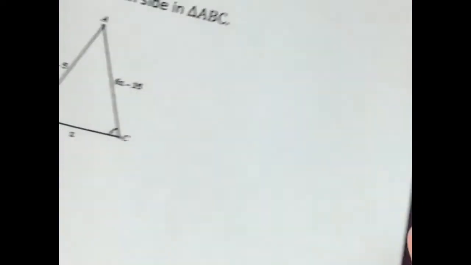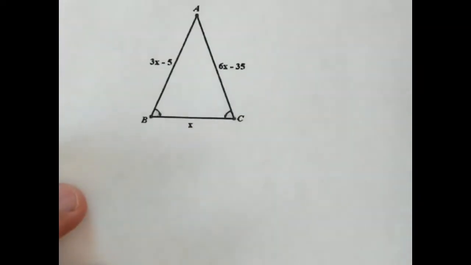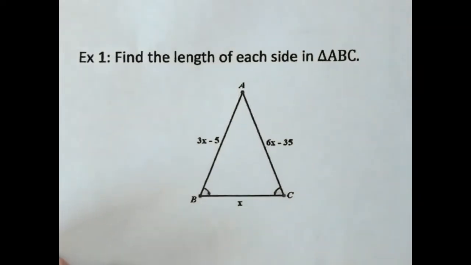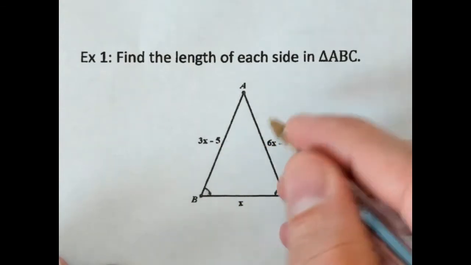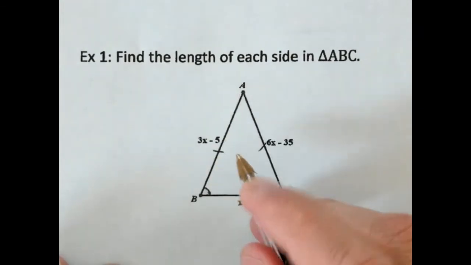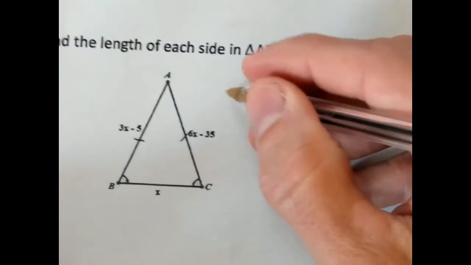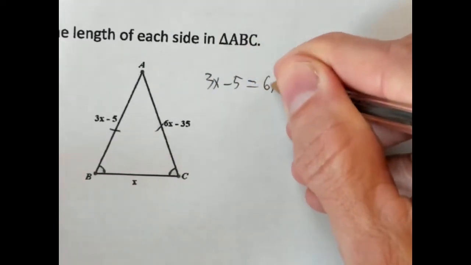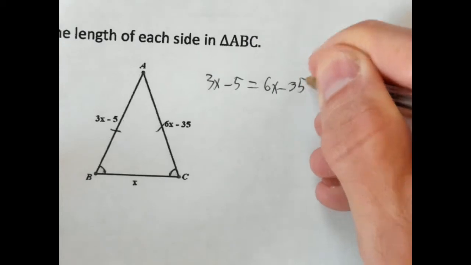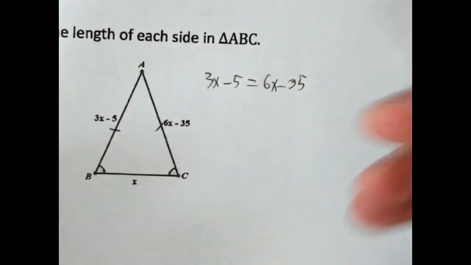Okay. All right, let's take a look at these. Yeah, this one. It's on the wrong side. Okay, so find the length of each side in ABC. So I know that these two angles are congruent because of the notation. Therefore, the legs, which are here, would be congruent. So I can just set these equal to each other. So we're going to say 3x minus 5 is equal to 6x minus 35. And we're going to solve for x.